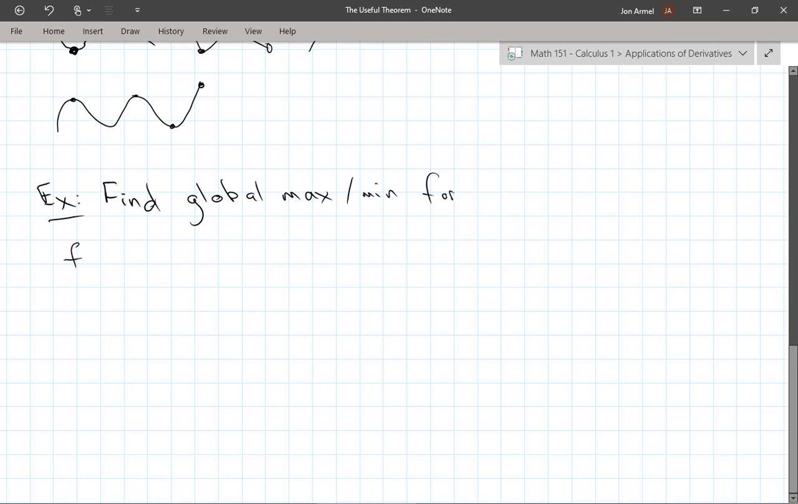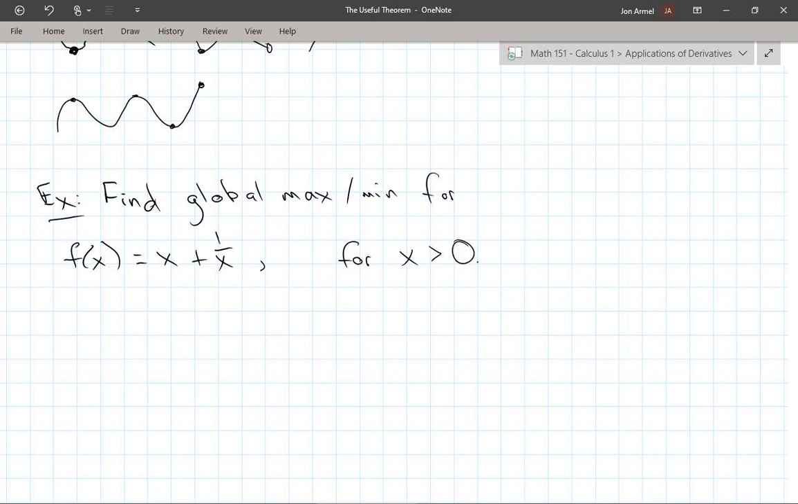Let's say we have f of x equals x plus 1 over x, let's say for x greater than 0. Very common situation in real world problems. You just need your inputs to be positive. Maybe they're talking about length or something, or area. Okay, so note that's like saying that my interval I is the interval from 0 to infinity.